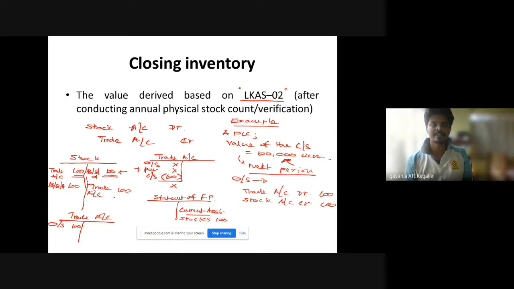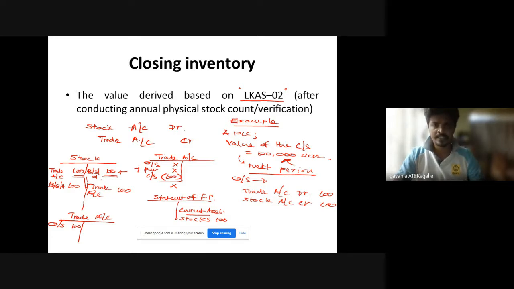That means we are not having any balance in this particular account. Now again we can start by posting the closing inventory balance. Stock account debit, trade account credit. Trade account credit in the sense that, normally what we are practicing is deducting that amount from the debit side as closing stock when we are calculating the gross profit. This is what we are doing in the case of closing inventory.